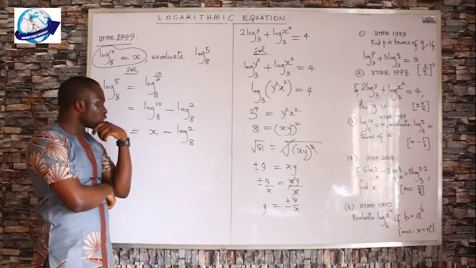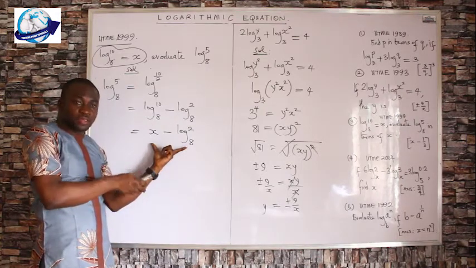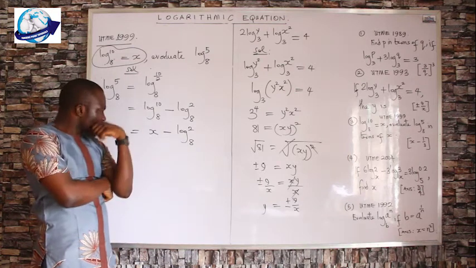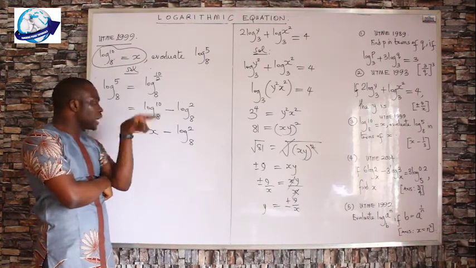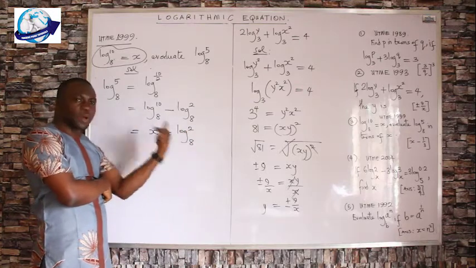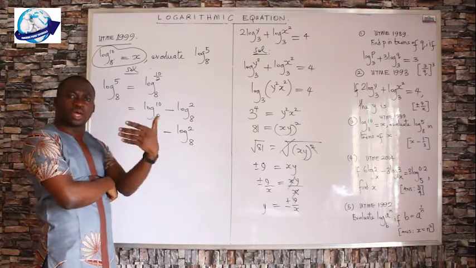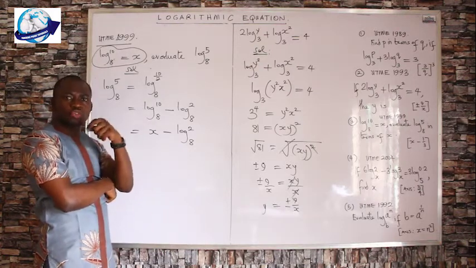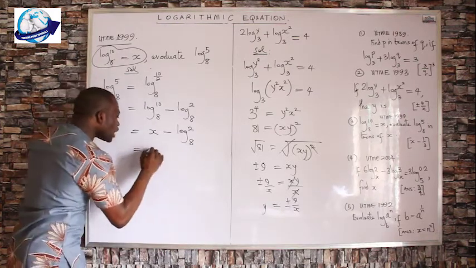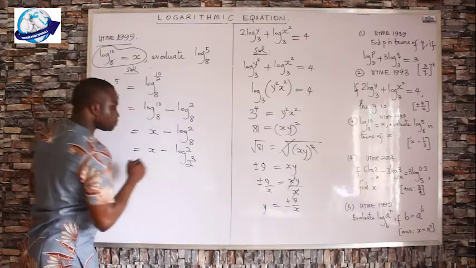Okay, then you are watching again. Is that the final answer? You have already represented this in terms of x. There's x now in the expression, but checking it again, can I express base 8 using 2? Is it possible? Yes, it is. Because 2 raised to power 3 gives you 8. So continue from there now. So we have x minus log 2 raised to power 3.